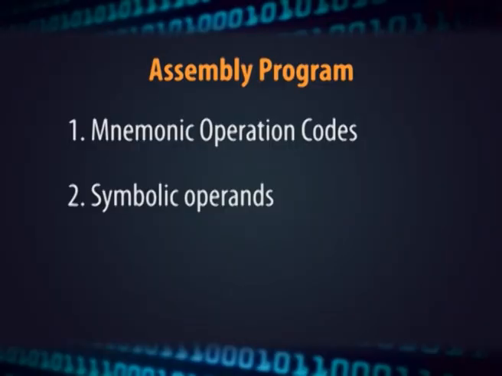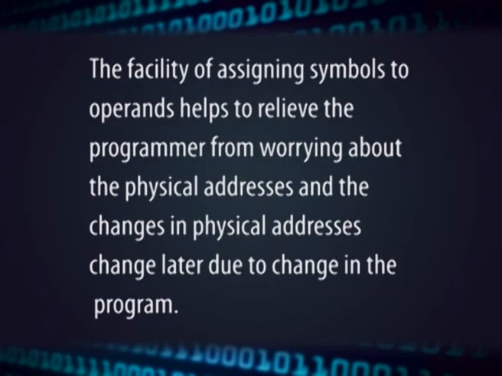The second facility provided by the assembly language is the facility of symbolic operands. A programmer can associate symbolic names with data or instructions and use these symbolic names as operands in the assembly language program. The facility of assigning symbols to operands relieves the programmer from worrying about the physical addresses, and the changes in the physical addresses that occur later due to changes in the program.